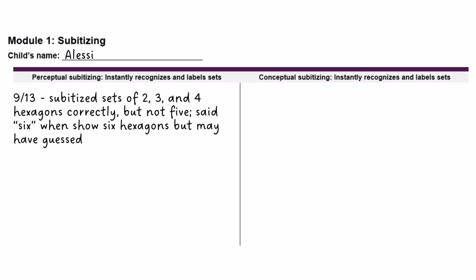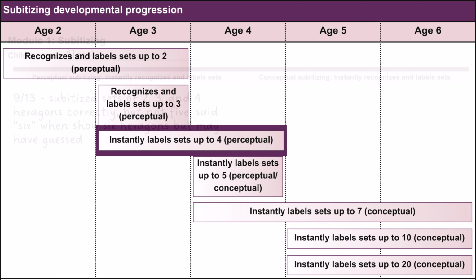Alessi was able to quickly and accurately subitize sets of 2, 3, and 4 hexagons. Although he responded correctly when presented with 6 hexagons, it was probably just a good guess because he also responded 6 when shown 5 hexagons. He wasn't able to describe how he knew how many hexagons were on the tray, so he is likely still engaging in perceptual subitizing. Alessi's subitizing ability falls within the 3rd band on the subitizing developmental progression.